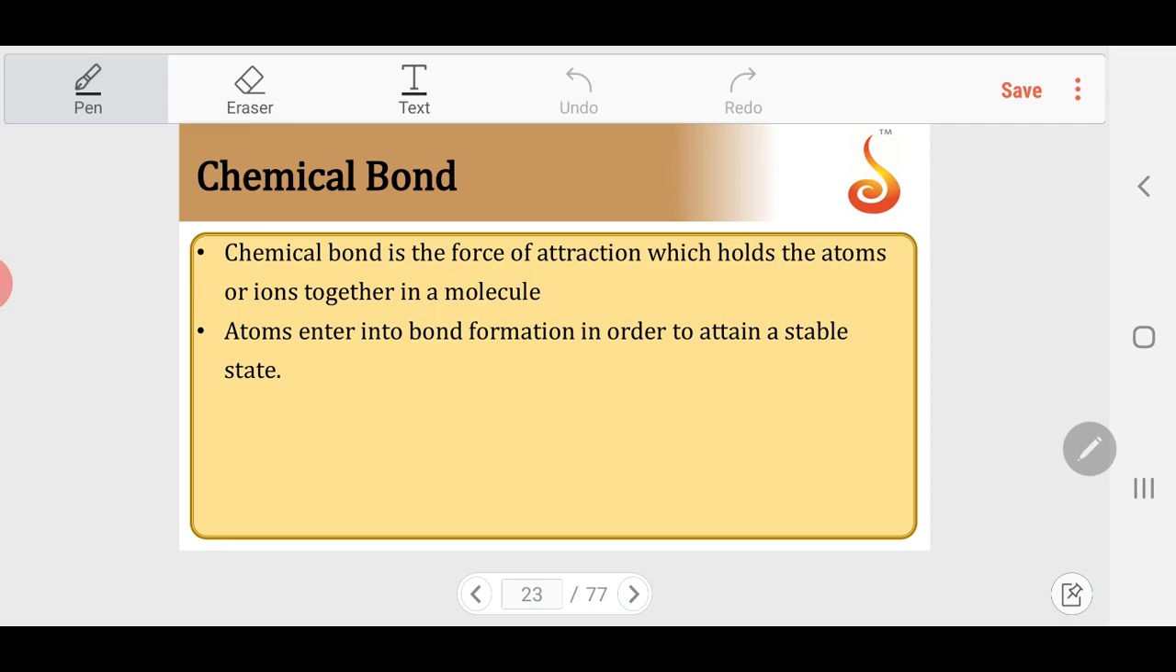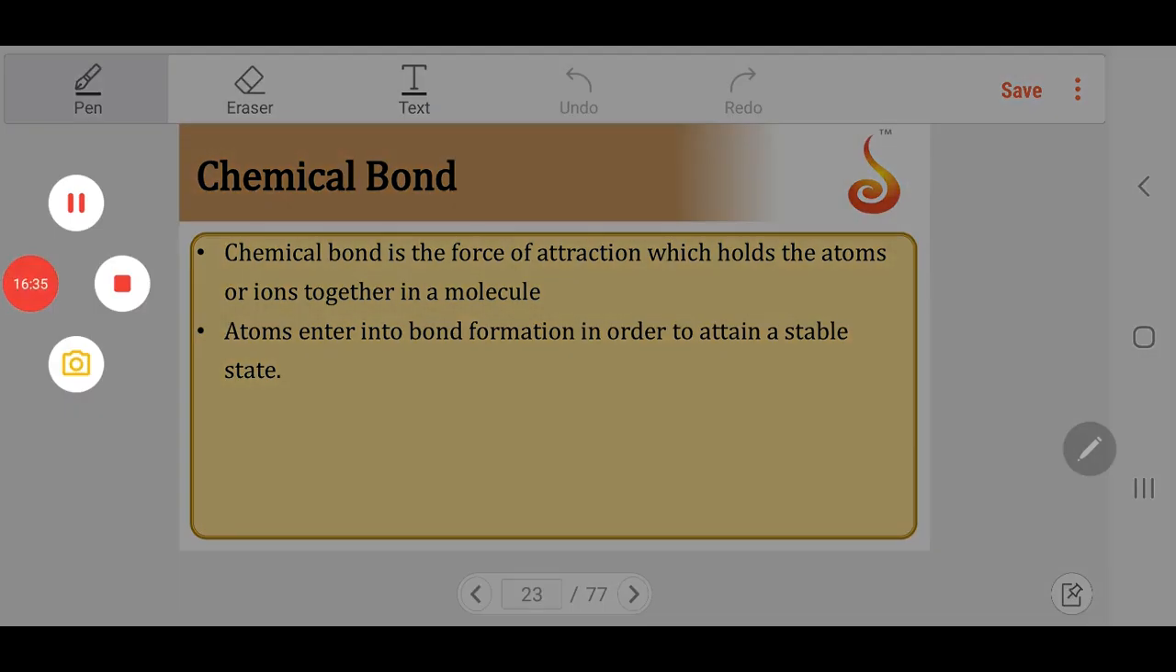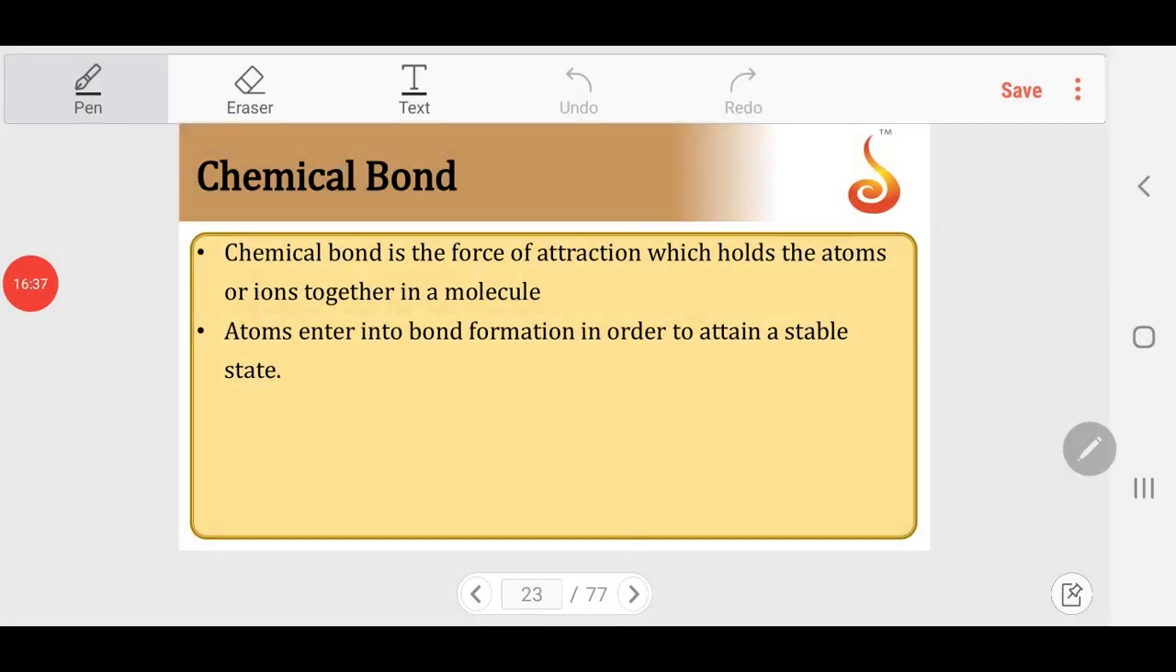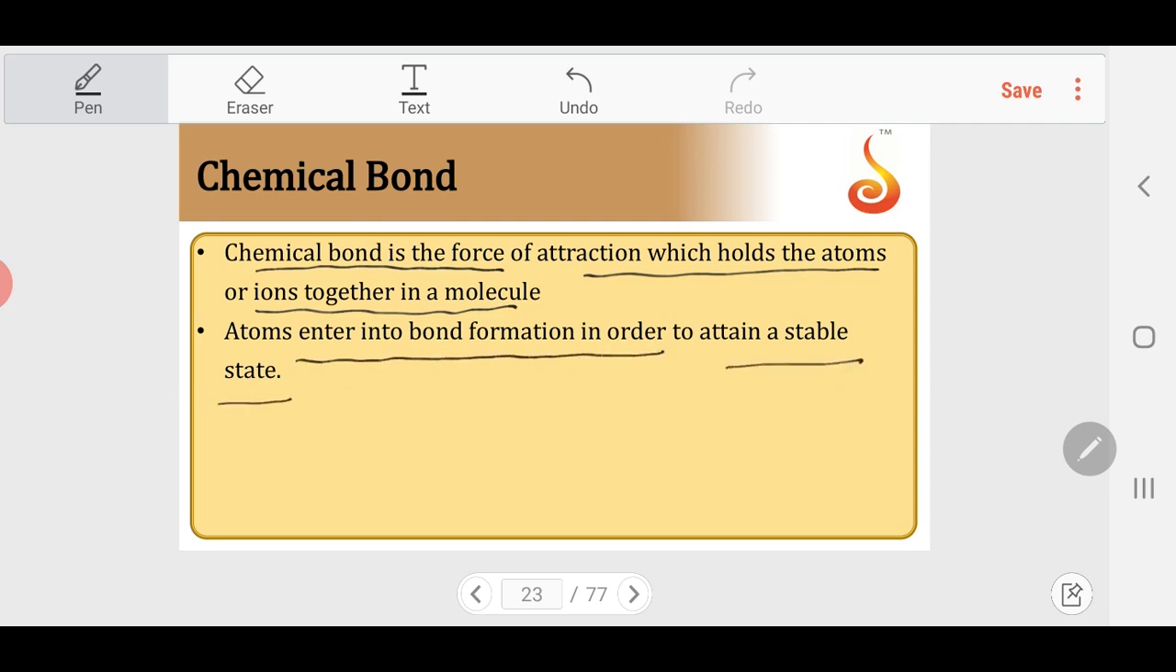Now we will move on to chemical bond. A chemical bond is the force of attraction which holds atoms together in a molecule. Precisely, we can define a chemical bond as the force of attraction which holds the atoms or molecules or ions together in the molecule. Atoms enter into bond formation in order to attain stability, either by mutual sharing of electrons or by transference of electrons. All this will happen only to attain stability.